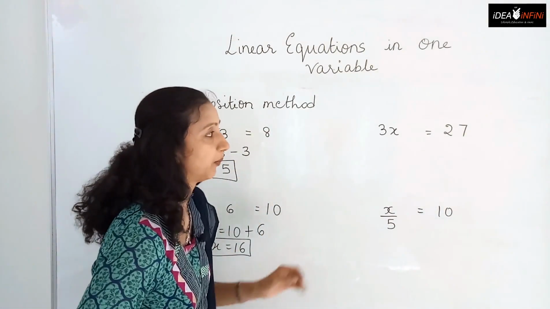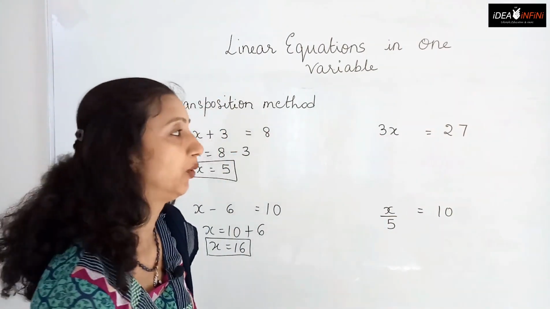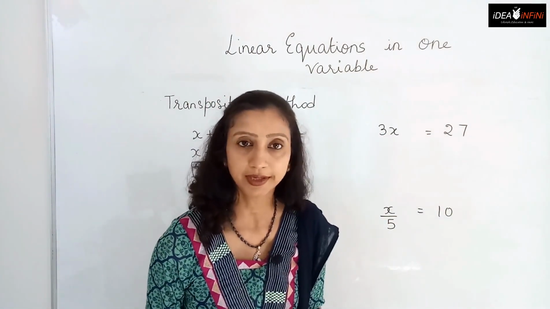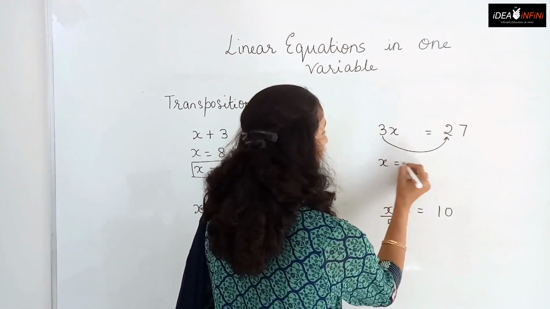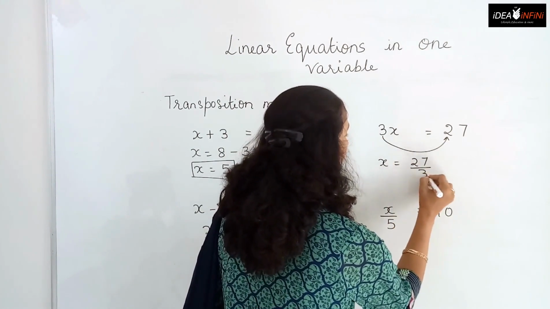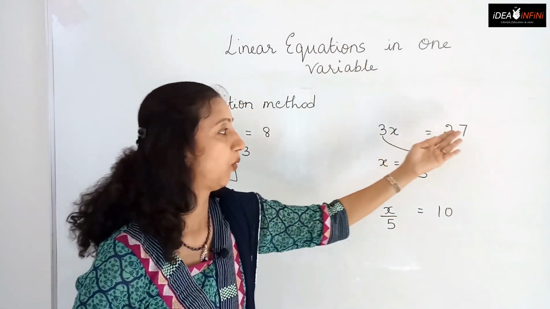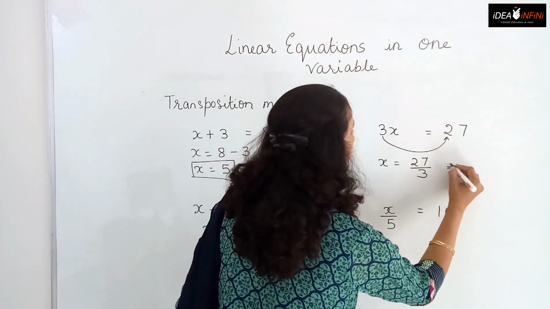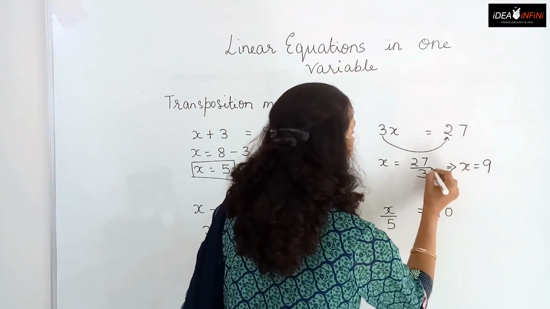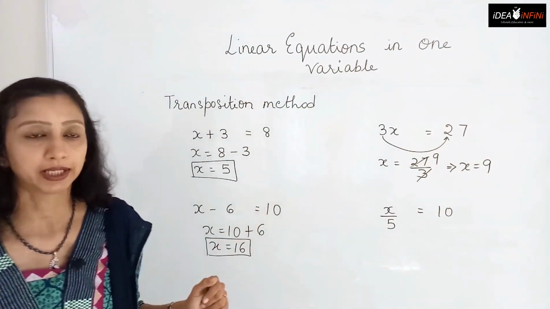लेट्स सी अनदर एग्जांपल. यहाँ पर वेरिएबल और कांस्टेंट मल्टीप्लाई हो रहे हैं एंड यू नो दैट ऑपोजिट ऑफ मल्टीप्लिकेशन इज डिविजन. सो व्हेन दिस 3 गोज दिस साइड ऑन द राइट हैंड साइड इट गेट्स डिवाइडेड. The 3 which is getting multiplied here will go on the right hand side and get divided. So directly you get the answer as x is equal to 9, as 3 9s are 27. So this is a very direct method.